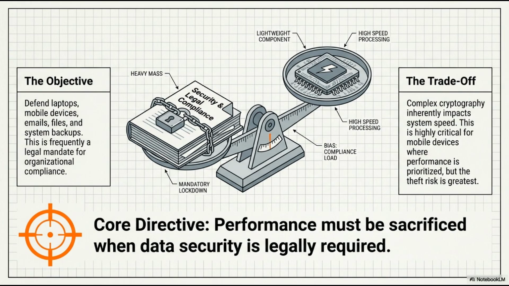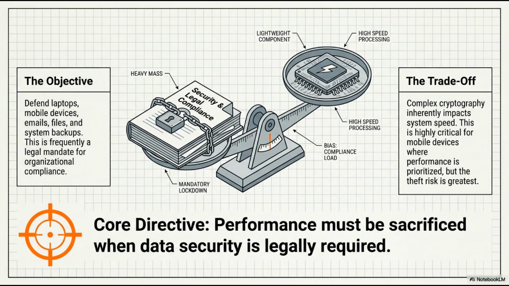Well, think about the friction there. Mobile devices, your smartphones, your laptops, they have the absolute highest risk of physical theft. Because you leave them in coffee shops. Right. So they need encryption the most. But at the same time, users prioritize fast performance and long battery life on those exact same mobile devices. So there's this massive tension. Huge tension. But as the core directive on this slide points out, performance must be sacrificed when data security is legally required. That is the bottom line. You can't just turn off encryption because the CEO's iPad is running a little slow. No, you absolutely cannot. Compliance wins.